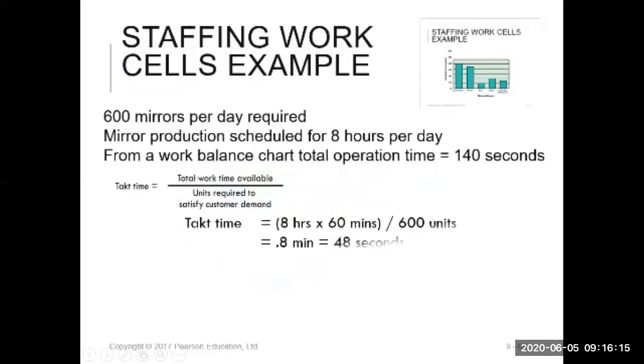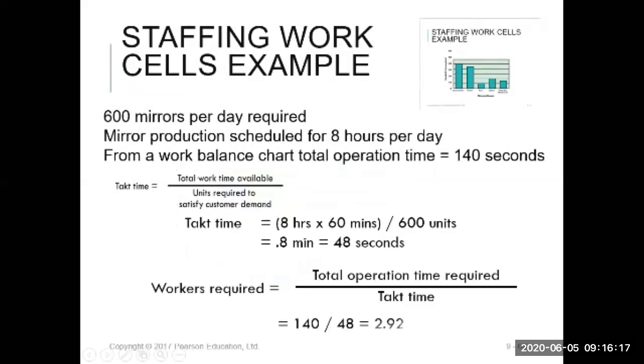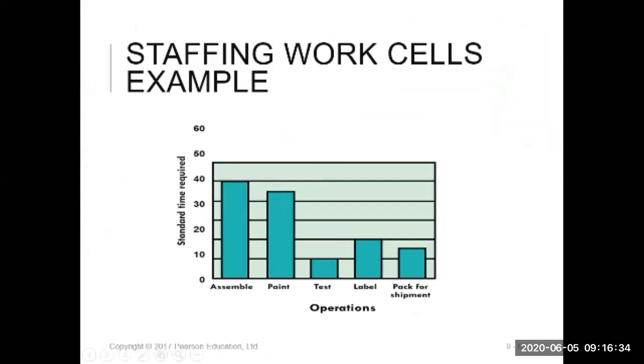600 mirrors per day is the requirement. Mirror production is scheduled for 8 hours per day, and the total operation time is 140 seconds. Where do we get this 140 seconds? We have to total all of these here.